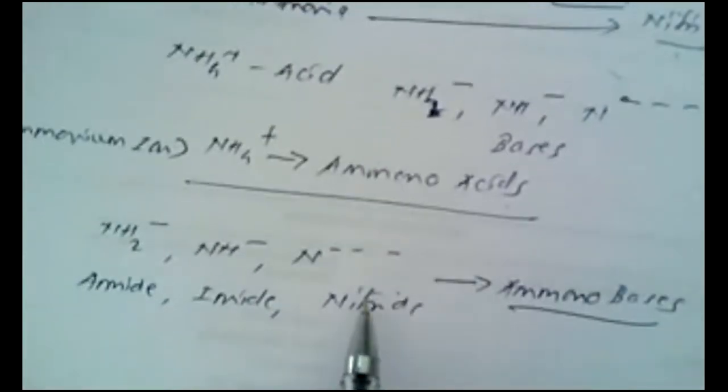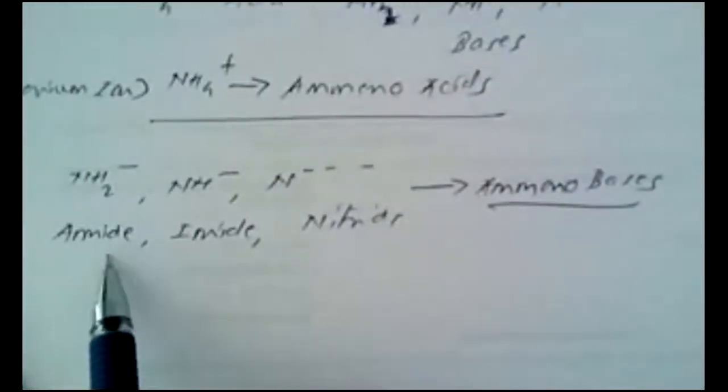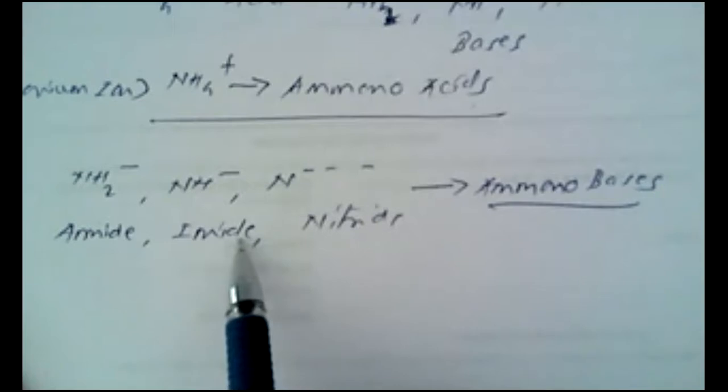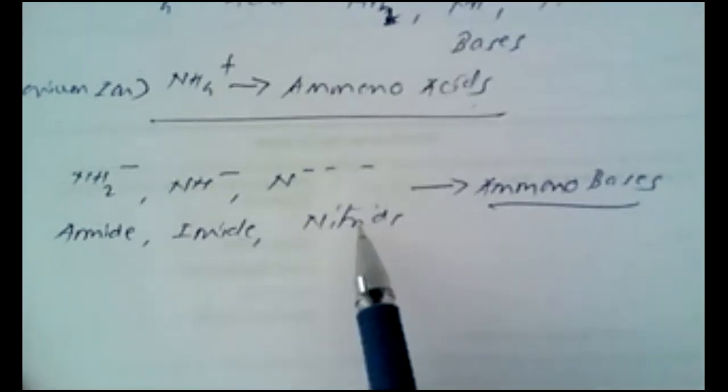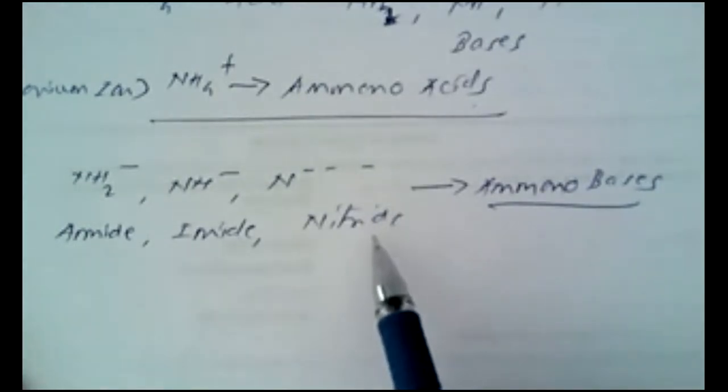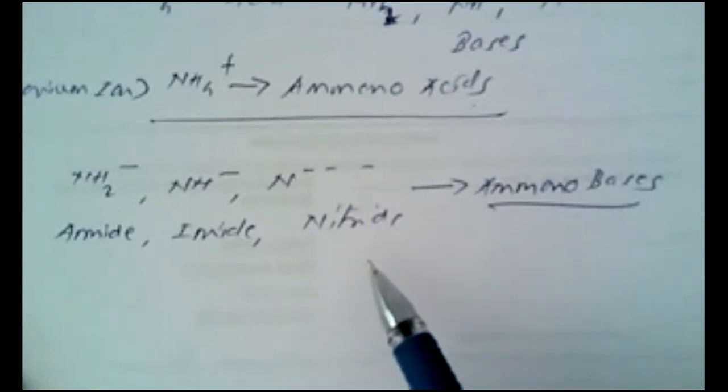So you should be very well familiar with the ammono acids which are formed on account of the reaction of the amide, imide and nitride with liquid ammonia. All such amide, imide and nitride combine with liquid ammonia to form ammono acids. And the other anionic product formed during the reaction is a negatively charged species: amide is a negatively charged species, imide is also negatively charged, and nitride is also negatively charged, and these are known as ammono bases.